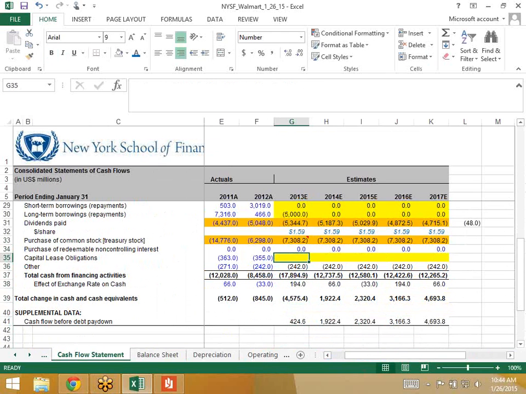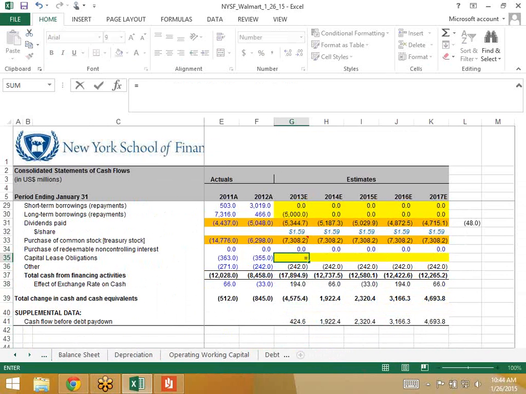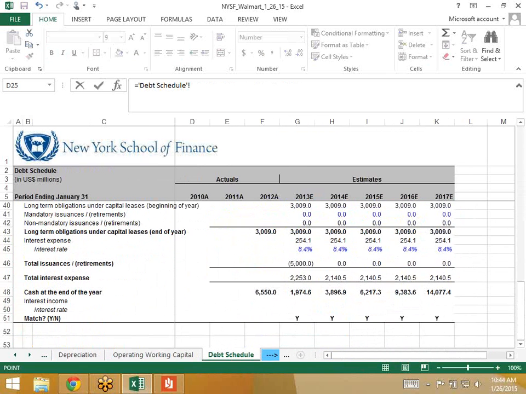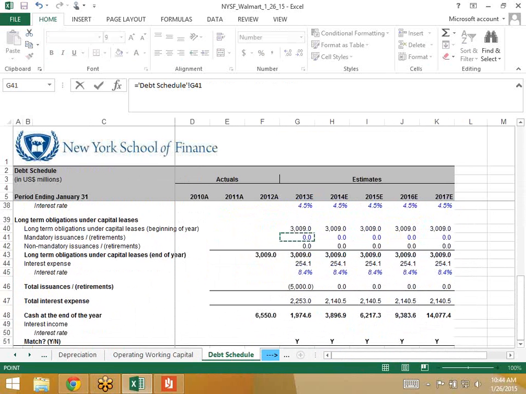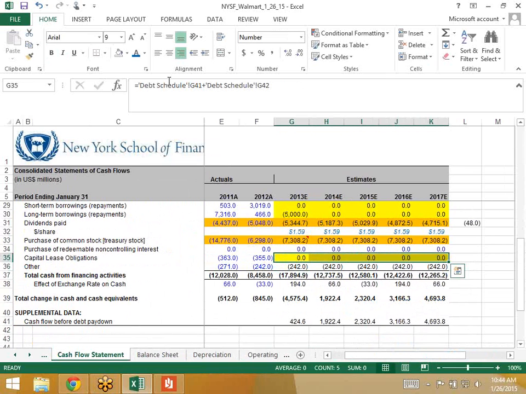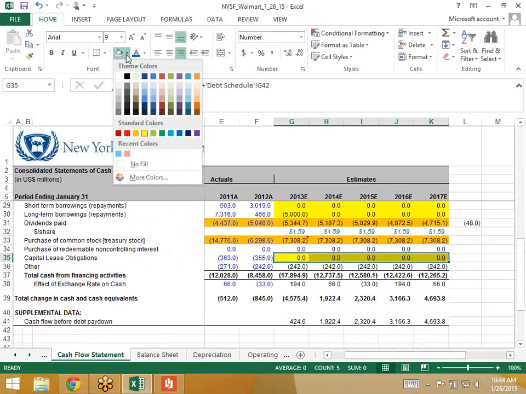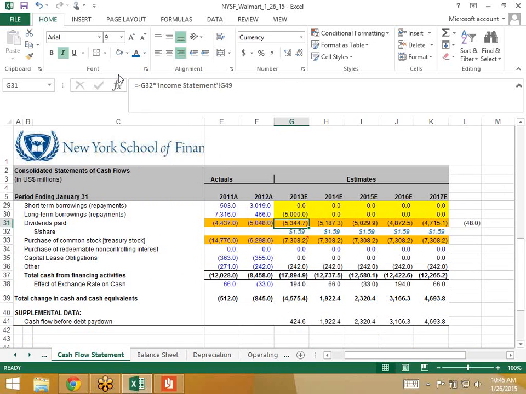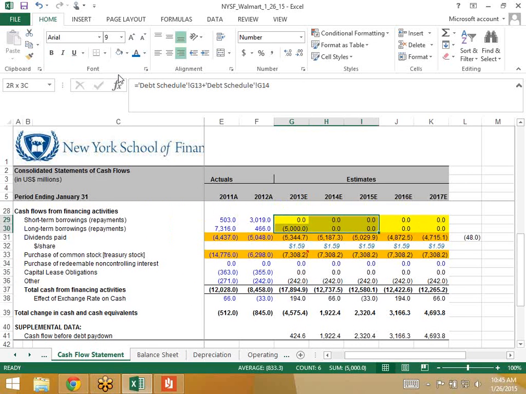We also have the capital leases. Capital leases link in from the debt schedule: long-term obligations under capital leases, the sum of the mandatory and non-mandatory. Come back to the right. I'm going to take the yellow highlights out of here because we've linked these already. The yellow highlights we had put in the very beginning when we realized that we still have links to come.